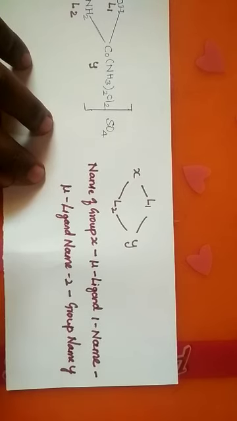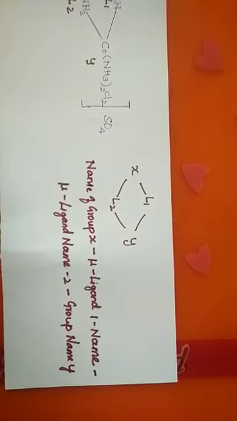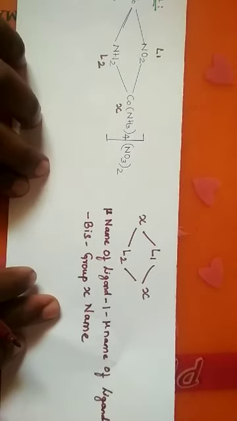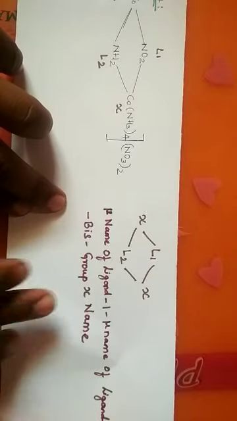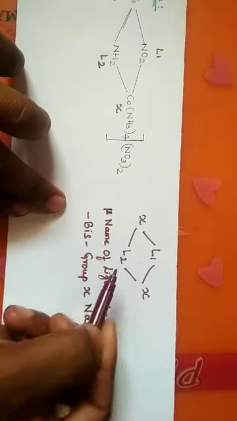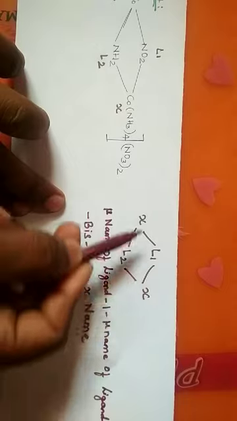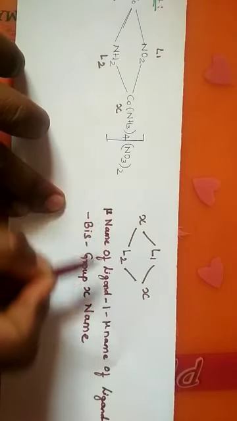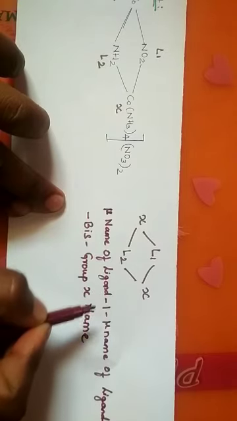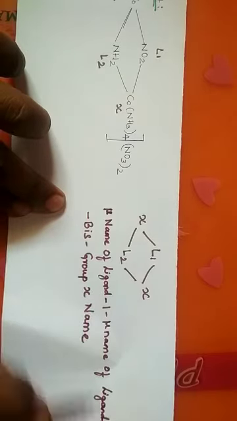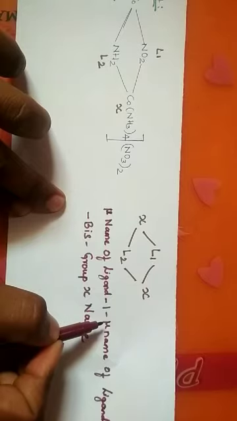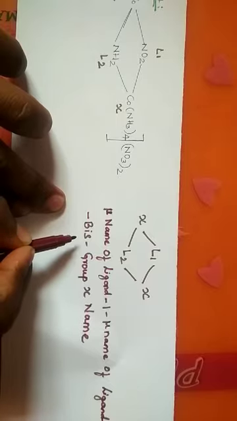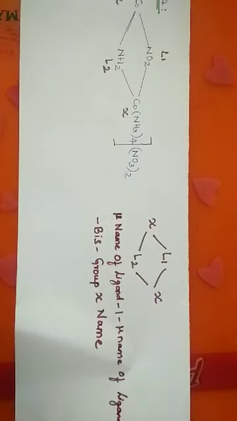Once we come to know that, one naming first. When we come to the fourth case, it is just similar to that of the second case. See here, the ligands are different but the groups are the same. In this case, first write the name of the first ligand and the name of the second ligand, where mu is common because it indicates a bridge, and the groups are the same. If both the groups are the same, you can use bis, group name of X.